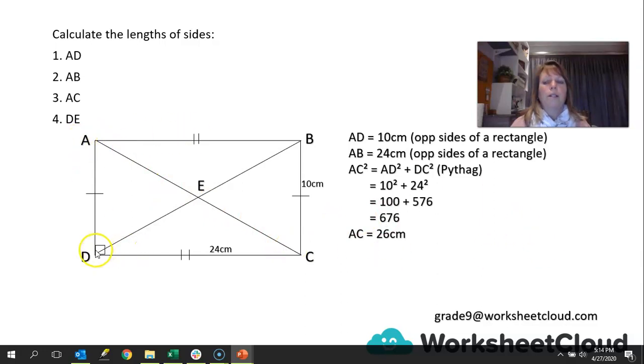We now need to work out DE, which is half the other diagonal. We know that the diagonals are the same length. So if AC is equal to 26, it means DB is also equal to 26.